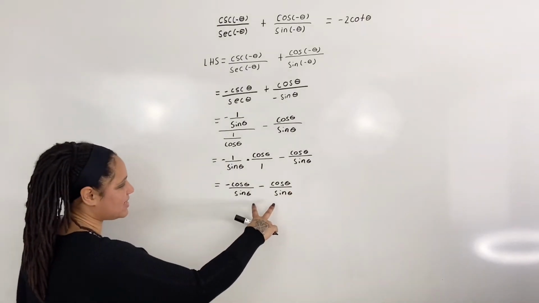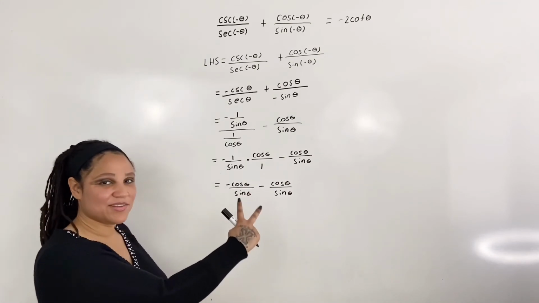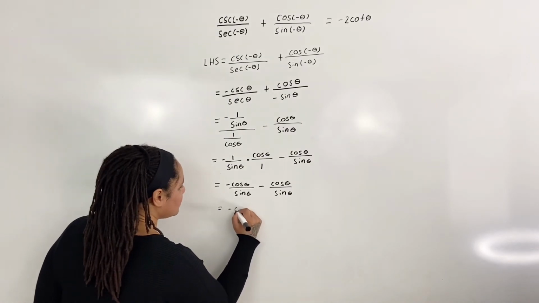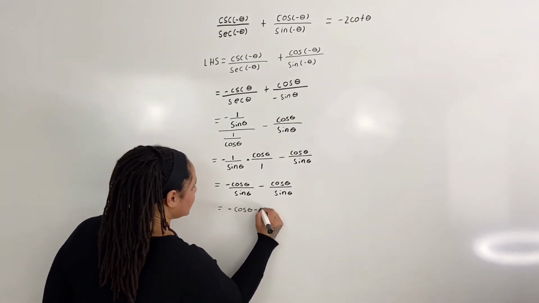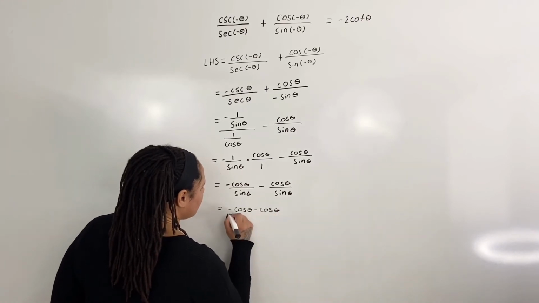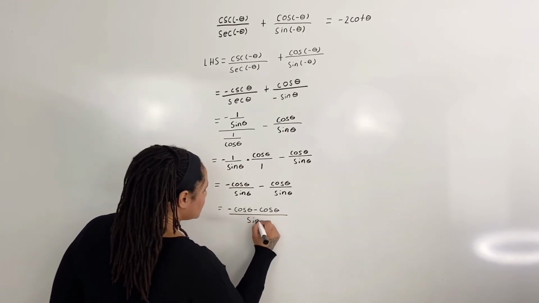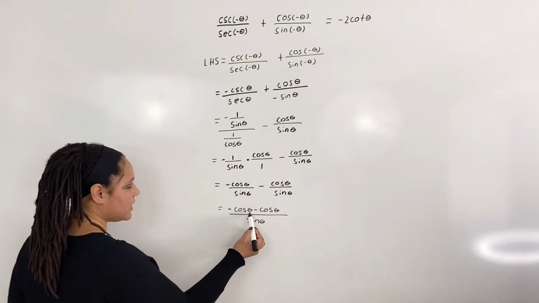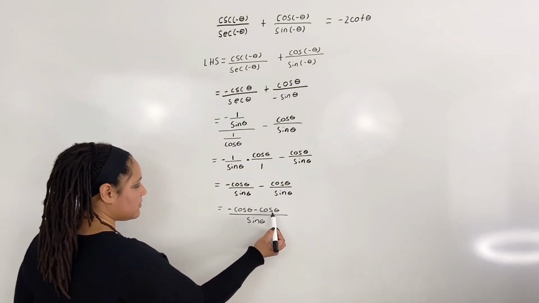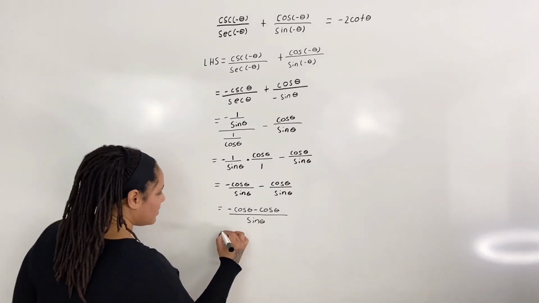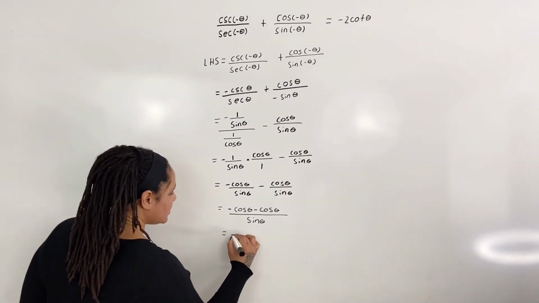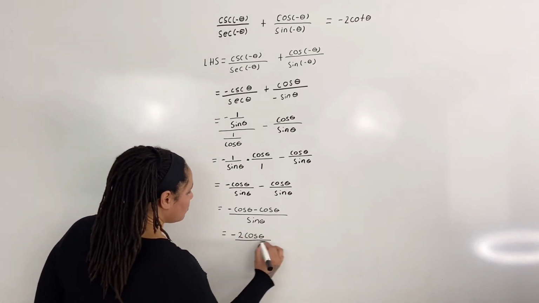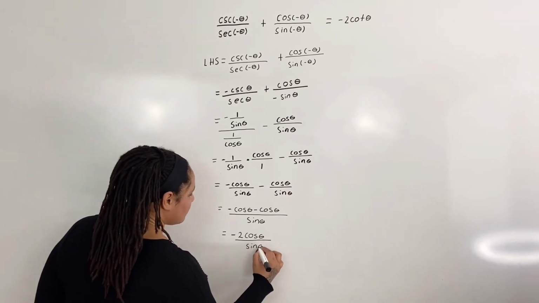Since we have a common denominator, I can go ahead and combine the numerator. So this is equal to negative cosine of theta minus cosine of theta all over sine of theta. And now I'm just going to add negative cosine of theta minus cosine of theta. So this is equal to negative 2 cosine of theta over sine of theta.